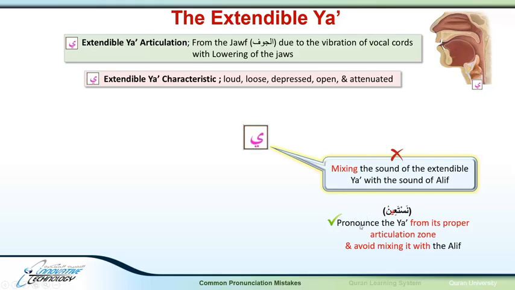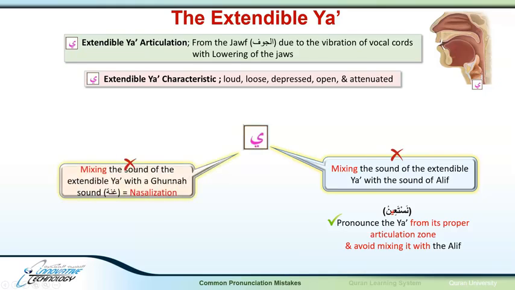نستعين. Nasta'in, not nasta'in. So we need to pronounce the ya from its proper articulation zone and avoid mixing it with the alif. The second mistake is actually giving ghunna to it.